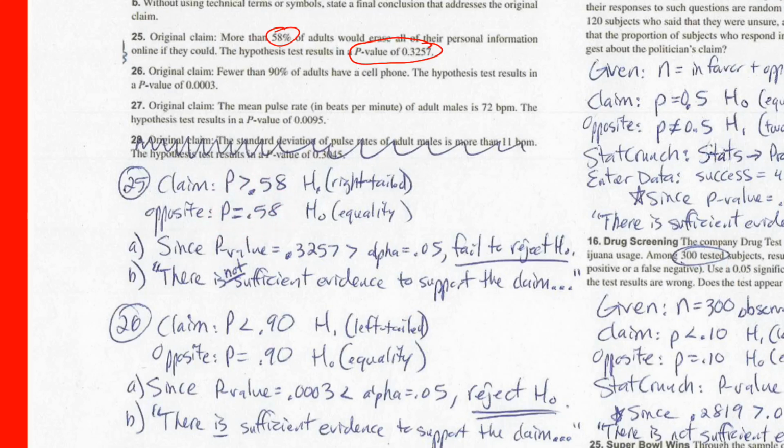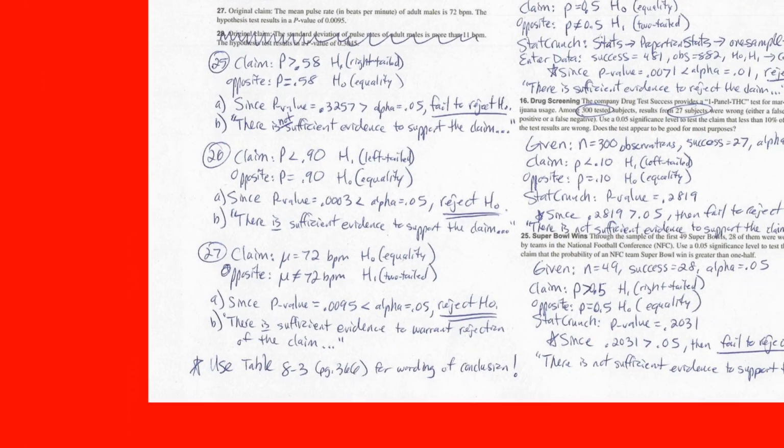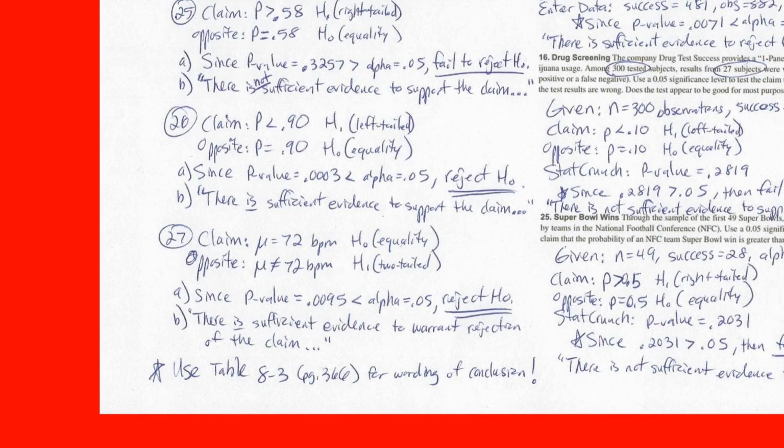The status quo says yes, that's 58%. It's definitely not more than, it's just 58%, or less. So there is not sufficient evidence. And this type of wording, I put a note at the bottom here. On page 366, you'll find the wording for the 4 different conclusions, okay?